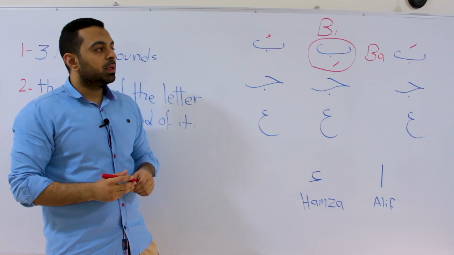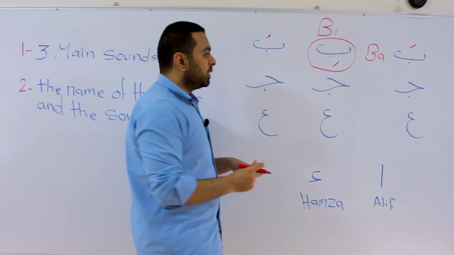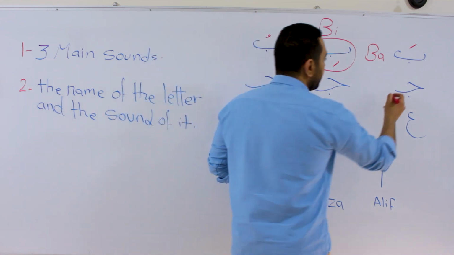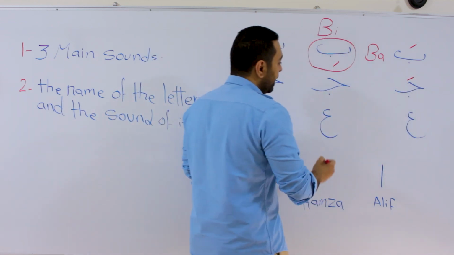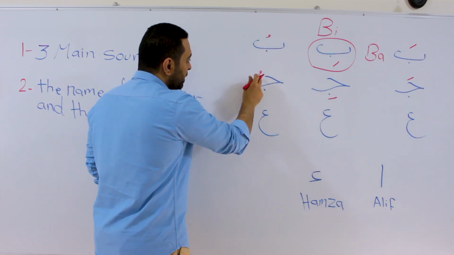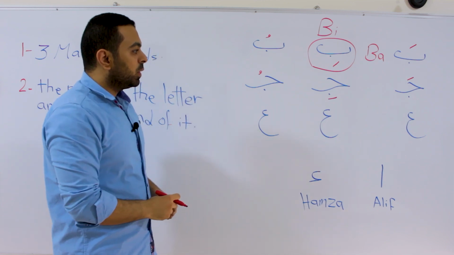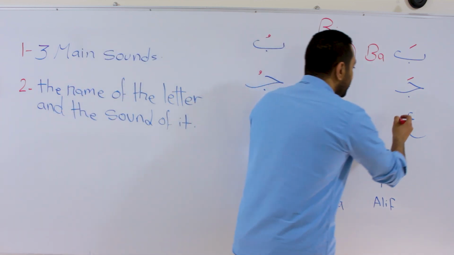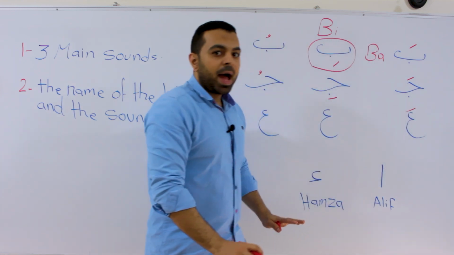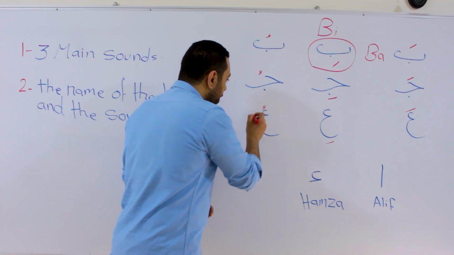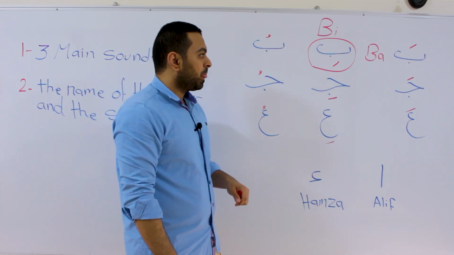Again, for this one, we know that this letter is Jim. So if I put a mark up, it's Ja. Down, it's Ji. A little Dhamma, a little Waw, it's Ju. We know that this one is Ain. So if there's a mark up, A. Mark down, I. A little Waw, U.